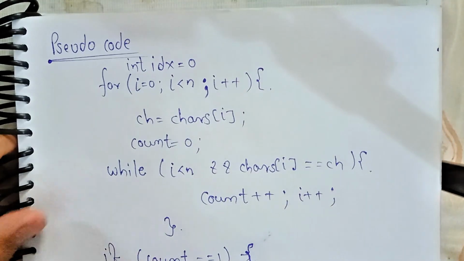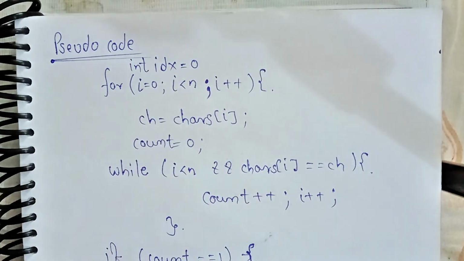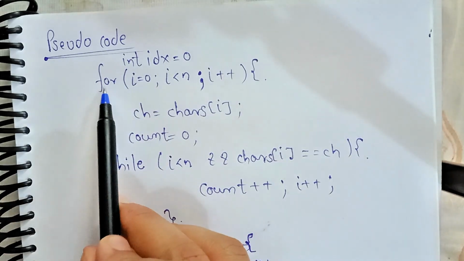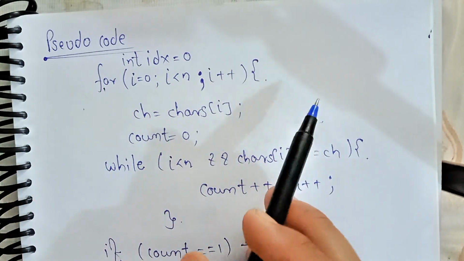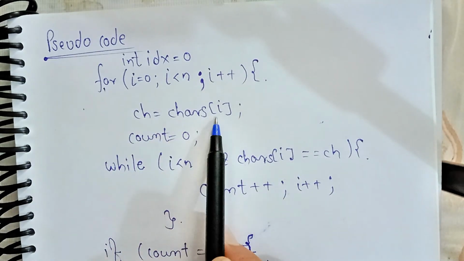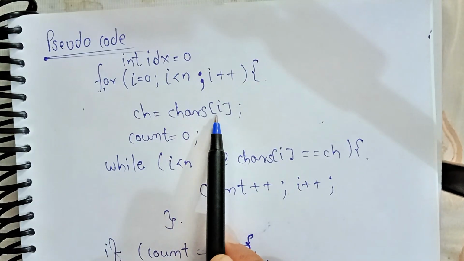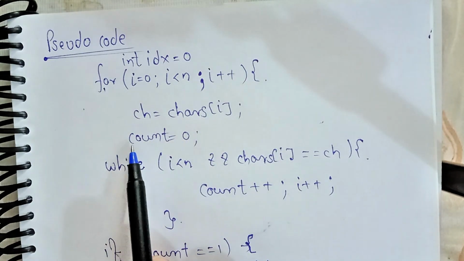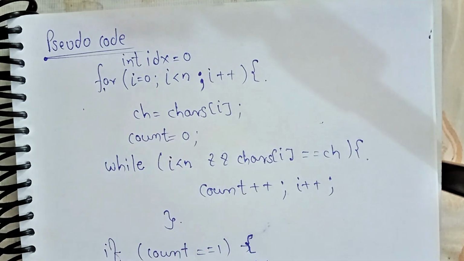So talking about pseudocode, first we will take one idx pointer. Then we use one for loop to move from the starting index to the ending index of that string. Then we initialize ch with chars of I, meaning ch equals the character at I. And here we have initialized count equals to 0.